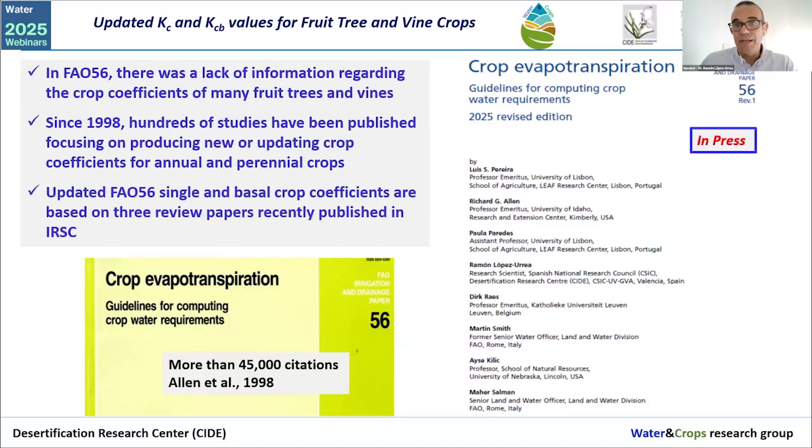I mean, the different canopy covers, age, plant density, training system, crop height, etc. Since 1998, hundreds of articles have been published about producing crop coefficients, making it absolutely necessary to update and complete the information reported in FAO 56. For that reason, now in 2025, we're updating this information, and the updated FAO 56 single and basal crop coefficients are based on 3 review papers recently published in the scientific journal Irrigation Science.